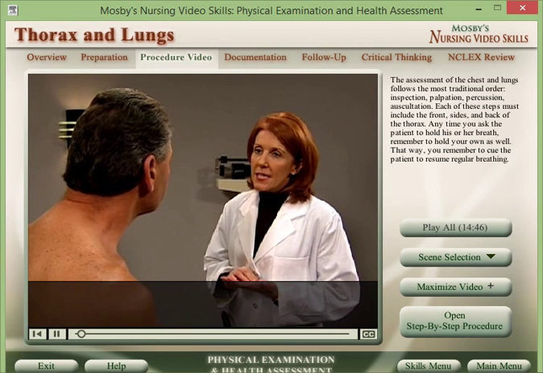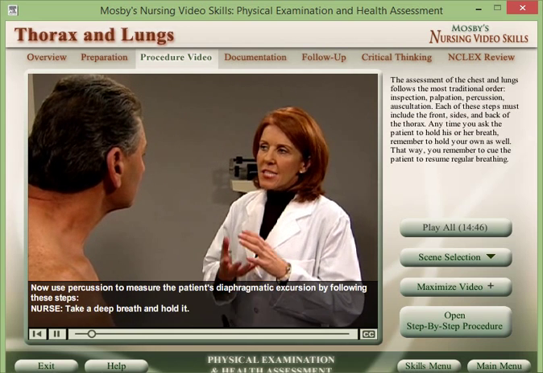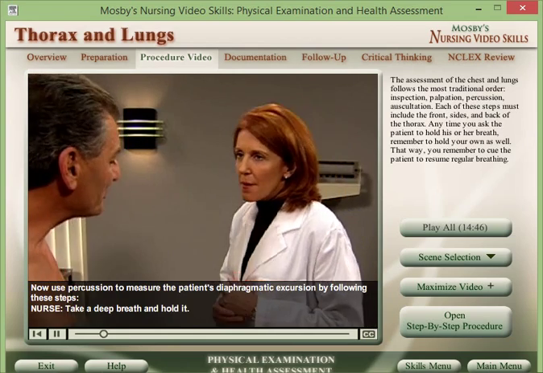I'm going to be tapping on your back again. Actually, this time I'm going to be marking. Now use percussion to measure the patient's diaphragmatic excursion by following these steps.